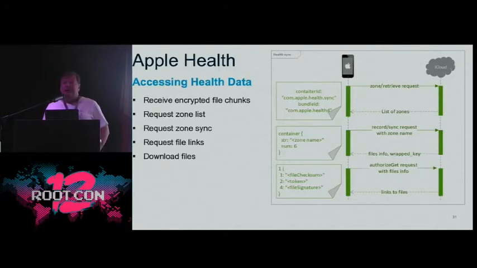So the approach for obtaining the health data from the cloud is the same as, for example, notes or contacts. We have to receive the encrypted file chunks first, and with the chunk we also request the zone list. The zone is the area in the iCloud where the particular data is stored. We also need to request the zone sync data, to see when the data was synced and can be accessed right now, because sometimes when the syncing is still in progress, you cannot obtain the data yet.